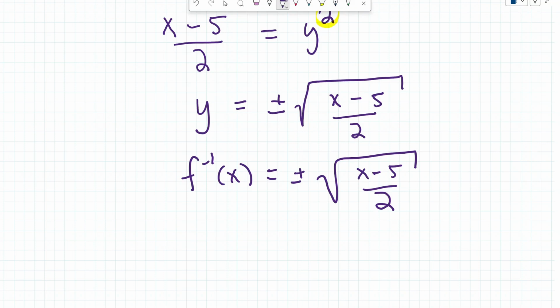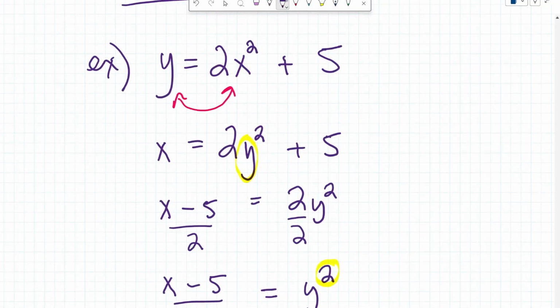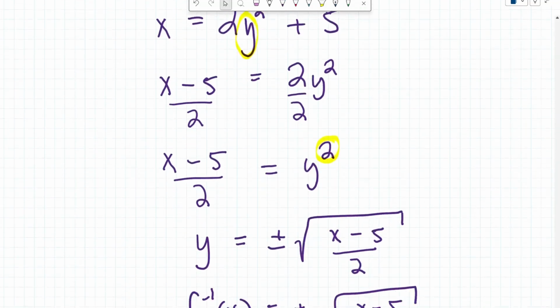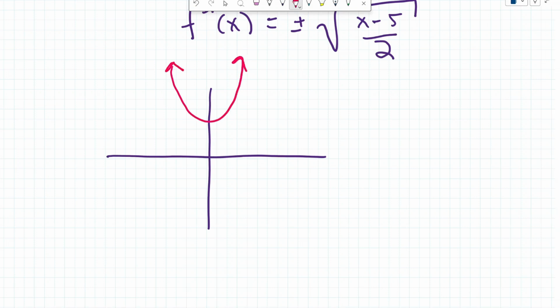So let's now take a second to analyze what we have going on over here. Our original function was a parabola. We can see that it has a vertical stretch by a factor of 2, and it's been shifted up 5 units. So if we were to give this a rough sketch, our original function would look something like this. And like I mentioned in my last video, when we take the inverse, that means that we're actually reflecting the function across this line of y equals x.